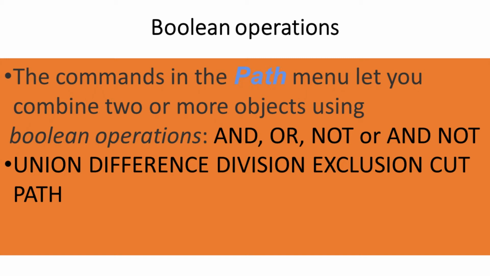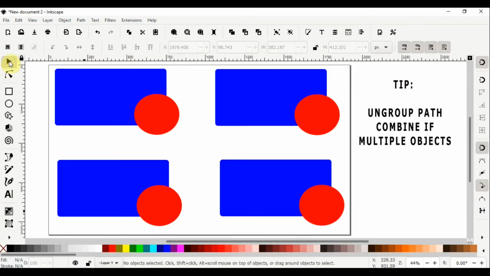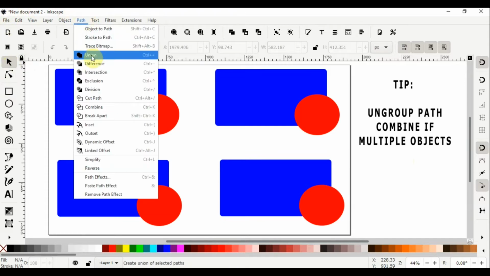In this Inkscape tutorial, we'll learn the Boolean operations like union, difference, exclusion, division, or cut path. Inkscape just gives us more options to create different shapes by using combination, subtraction or difference, intersection, or exclusion, as we'll see in this tutorial.